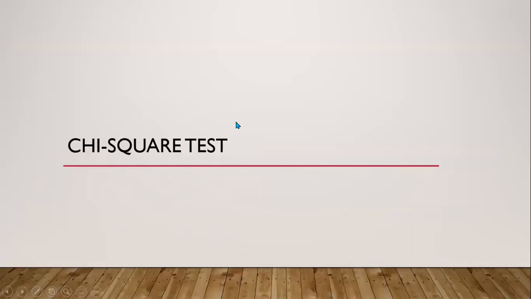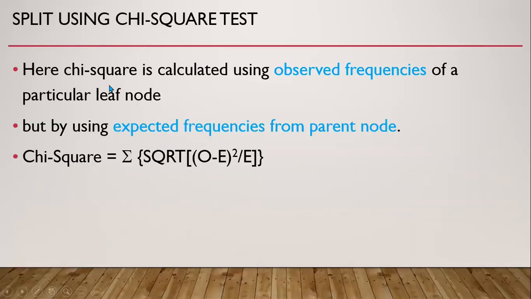Then we split on the basis of the chi-square test. Here chi-square is calculated using observed frequencies of a particular leaf node, but using expected frequencies from the parent node. This is unlike the conventional chi-square test, and the difference is also there in the formula. This is the formula for chi-square which is used in decision tree making in machine learning algorithms. Here we are taking a square root. In the conventional chi-square test, we do not use a square root.